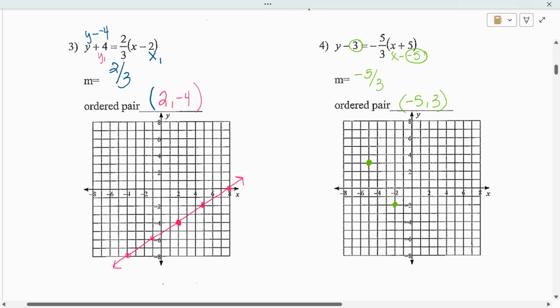I think I can do that one more time. Down 5, 1, 2, 3, 4, 5 over 1, 2, 3. And I am going to connect those points with a fabulously straight line. Okay, that is numbers 1, 2, 3, and 4. That's how we do that.